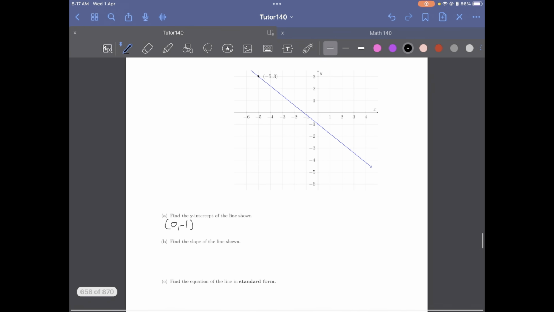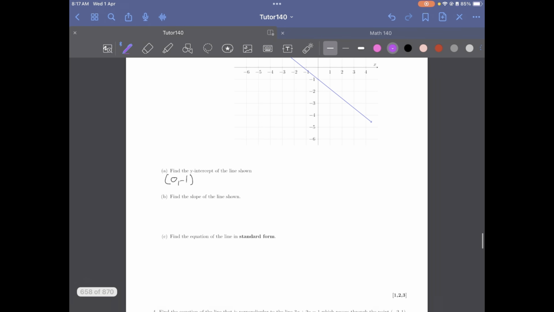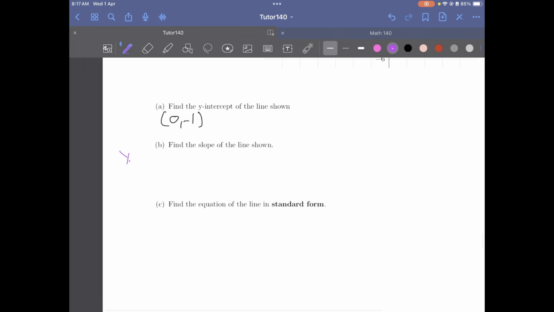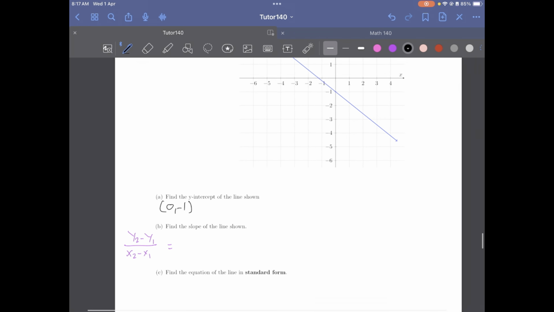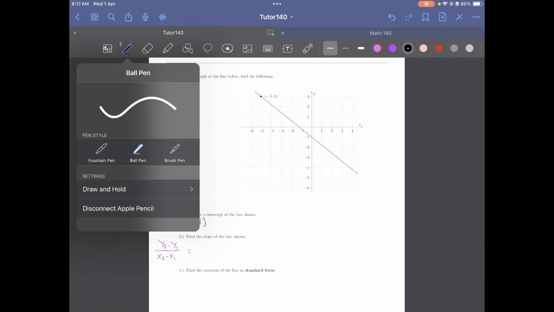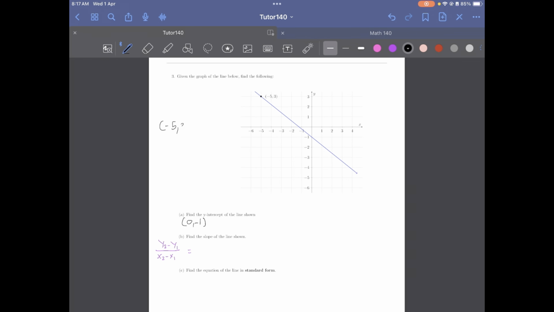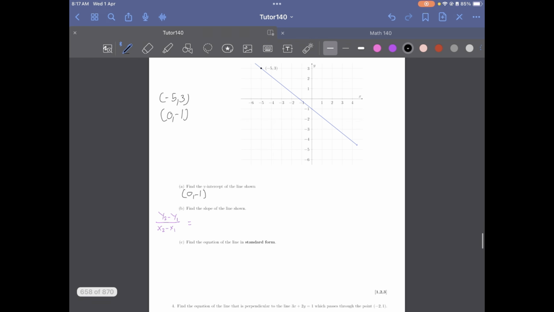Okay, so find the slope of the line shown. Remember the slope formula: y2 minus y1 divided by x2 minus x1. These are our 2 points: (-5, 3) and (0, -1). So y2 is -1 minus 3, divided by x2, which is 0, minus.